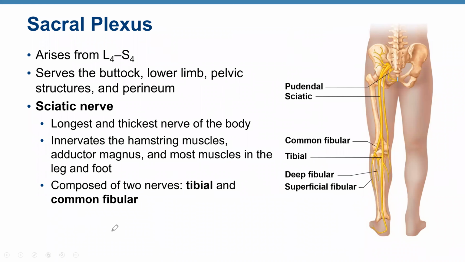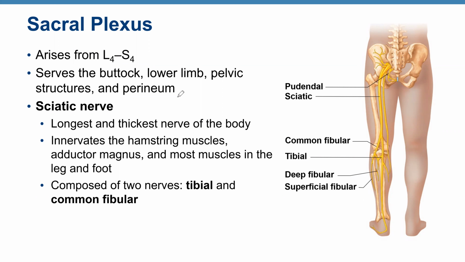Sacral plexus. Now we're moving down, right? So here's the sacral plexus. L4 to S4. It serves the buttock, lower limb, pelvic structures, and perineum. And perineum is the area between external genitalia and anus.